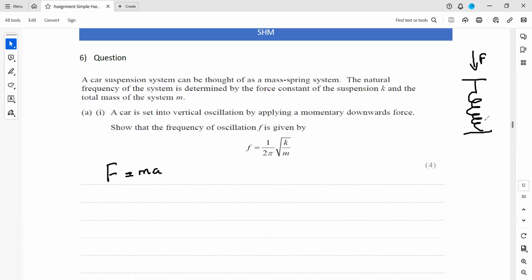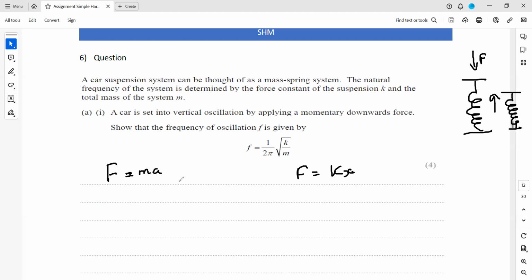When we compress the spring, it will apply a force in the opposite direction, and the force exerted by the spring is given by the formula F equals kx. If you remember Hooke's law, according to that, force is directly proportional to extension, or F equals kx. The force which we applied is F equals ma, but the force which the spring applies will be in the opposite direction, that is F equals kx.